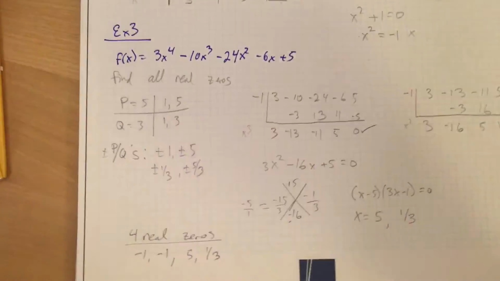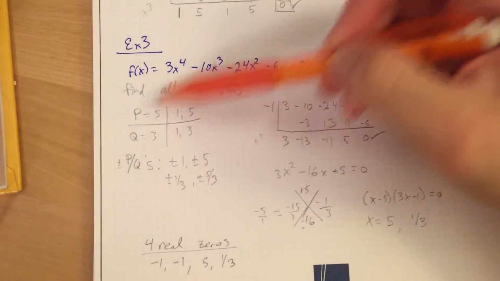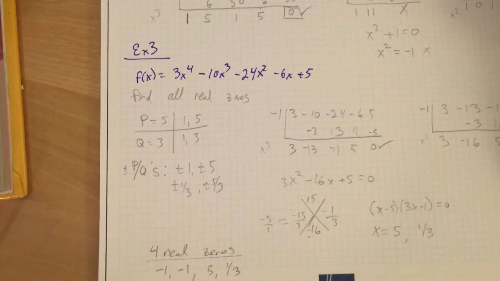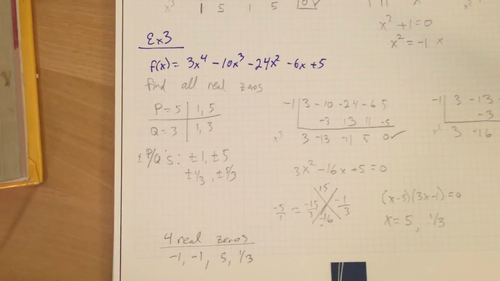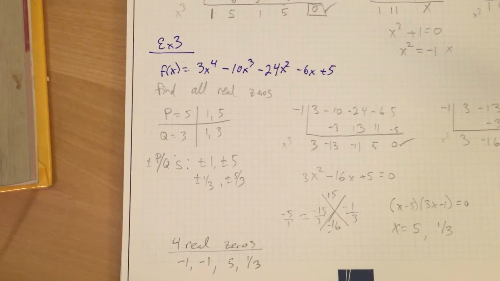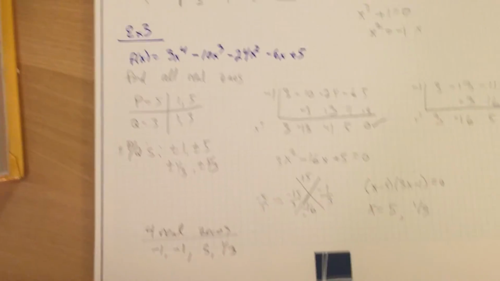So again, advice. Find all your P's and Q's, right? P is your constant term. Q is the leading coefficient. You're going to love it when it's 1. Sometimes it is, sometimes it's not. Then you want to try some of your numbers. Sometimes it's going to be a fraction, okay? But you're going to set it up exactly the same way, all right?